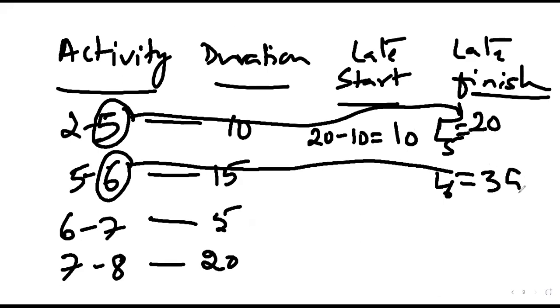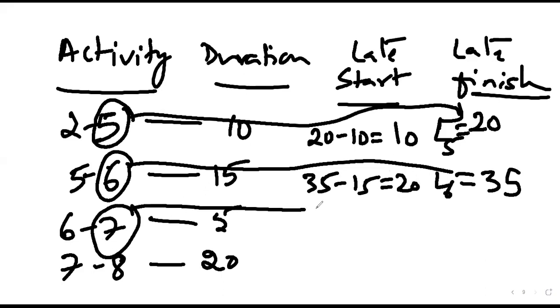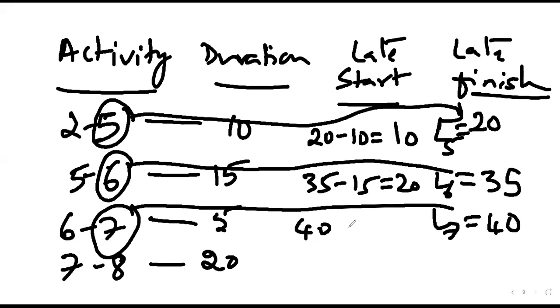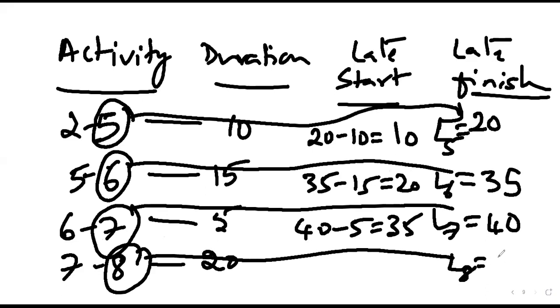Next, L6, 35. Correct. So 35 minus 15, 20. Next, L7, 40. L7 is 40. And what is the answer? 40 minus 5, 35. Next, L8, 60. Correct? Yes. L8 is 60. Sorry, 60 minus 20, which is equal to 40. That is right.